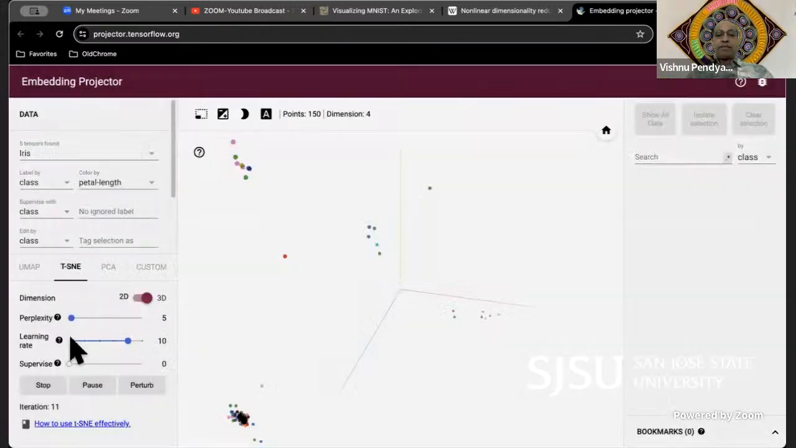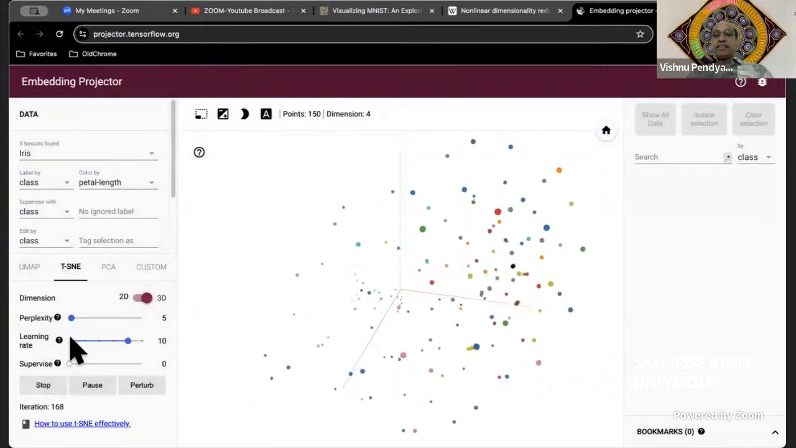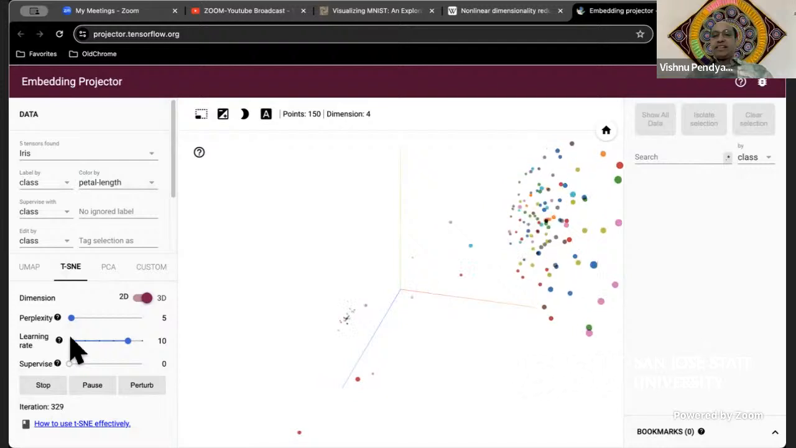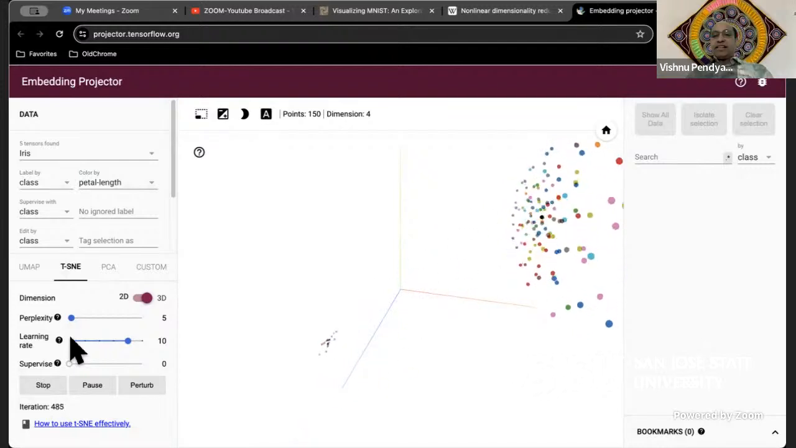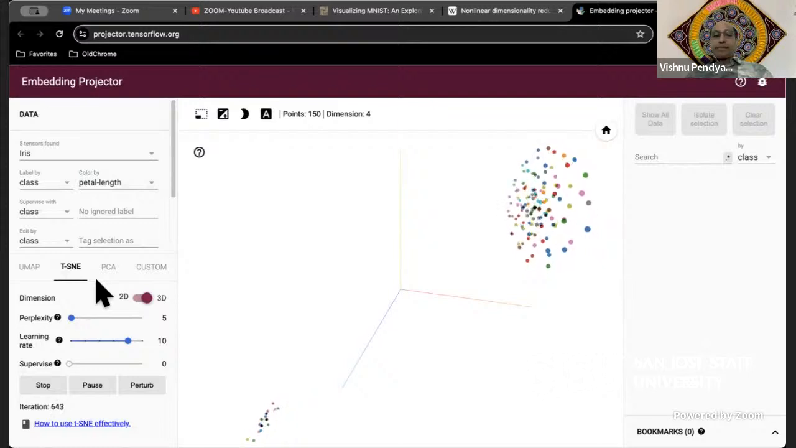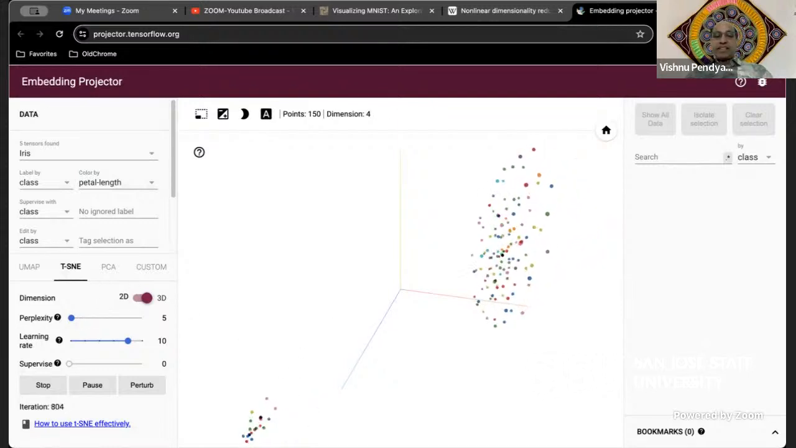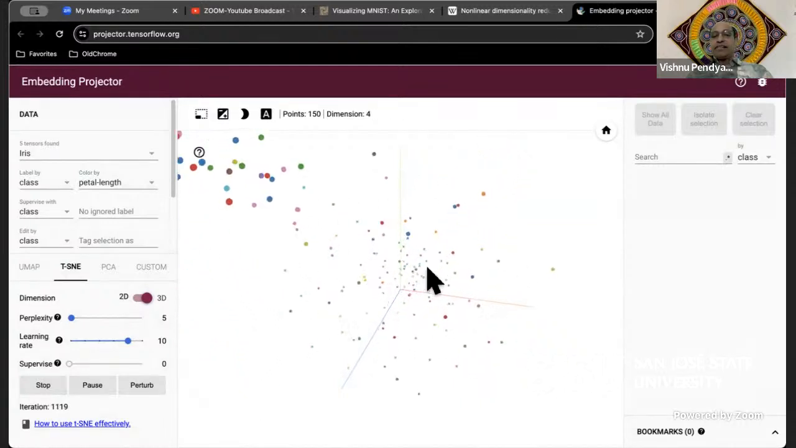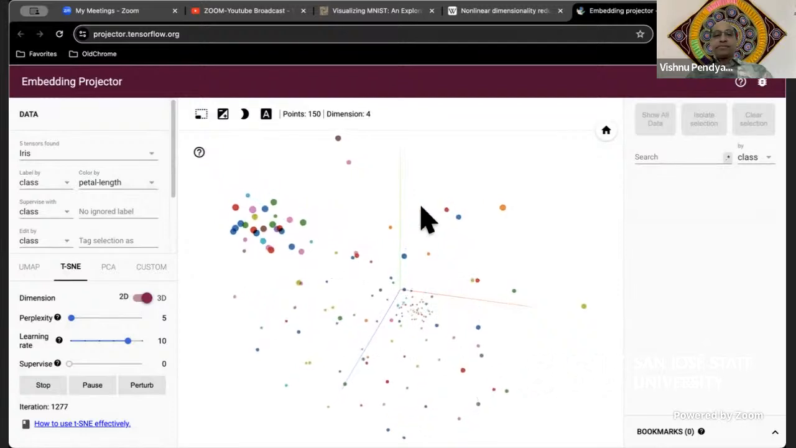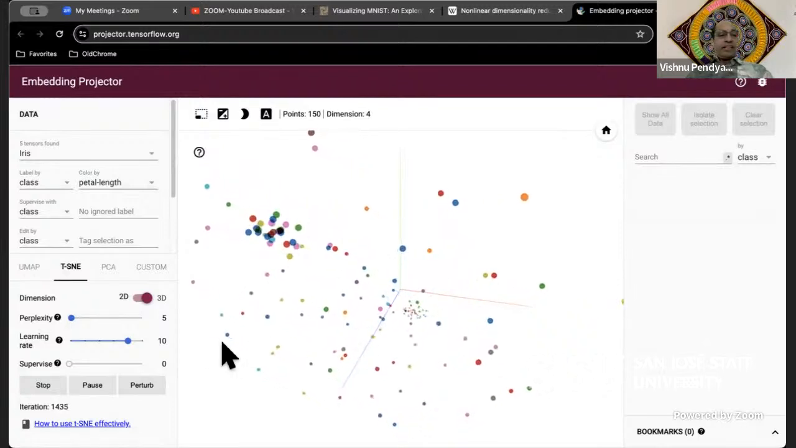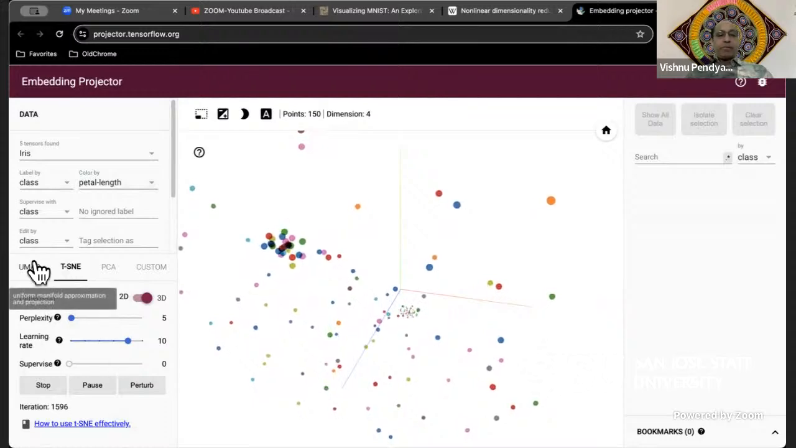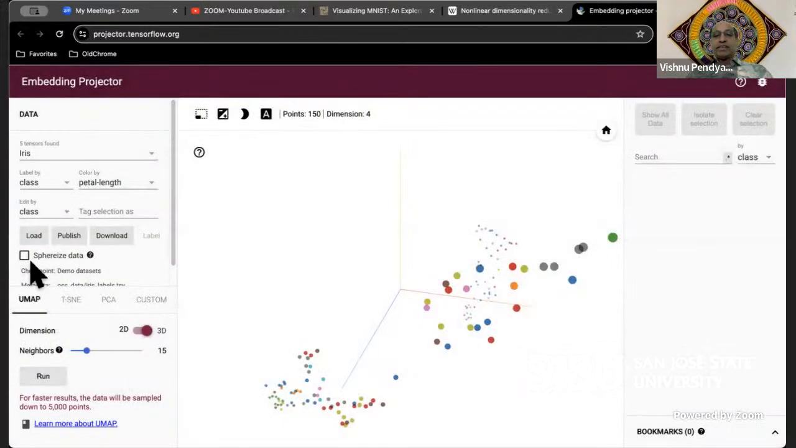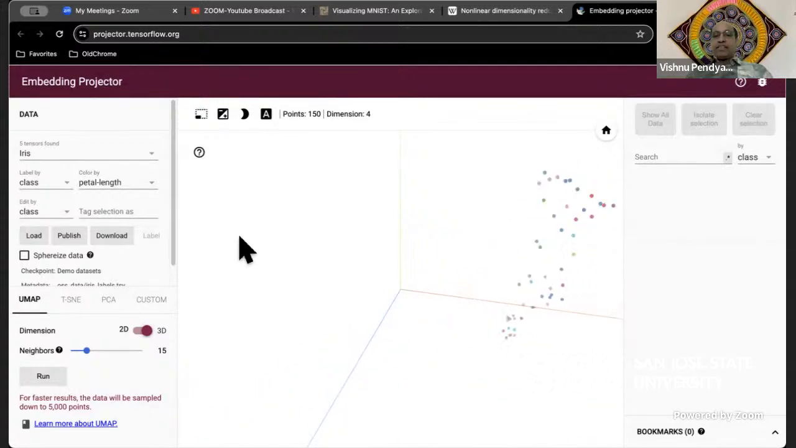Now let us visualize using t-SNE. Okay, so t-SNE works even better. As you can see, setosas are all on one side, and the other flowers are all on the other side. And how about UMAP? Let us look at UMAP. So UMAP, as you can see, brings out the distinction even more.